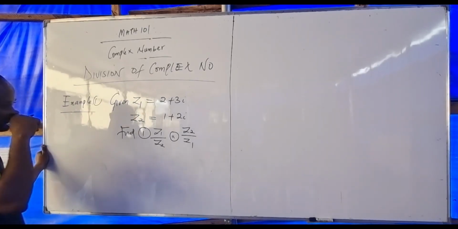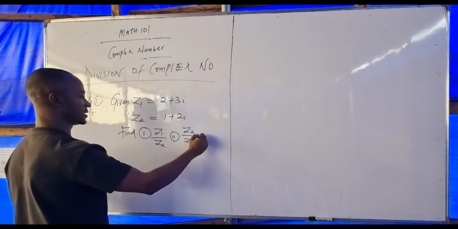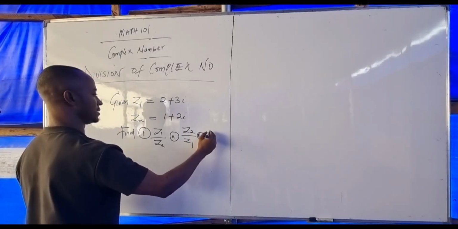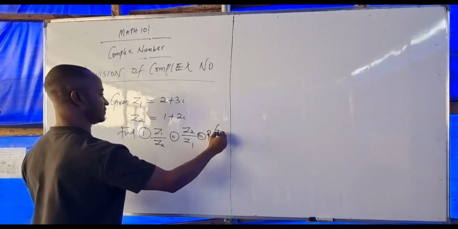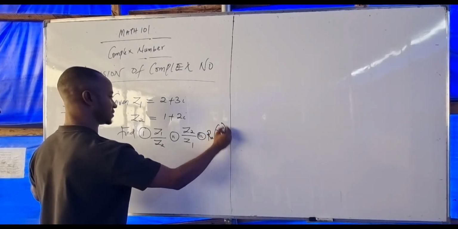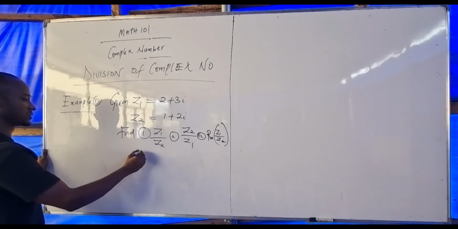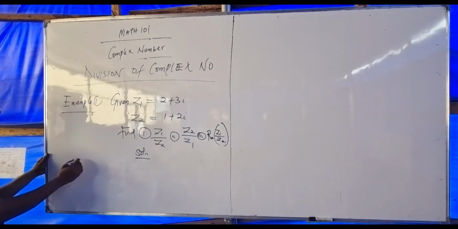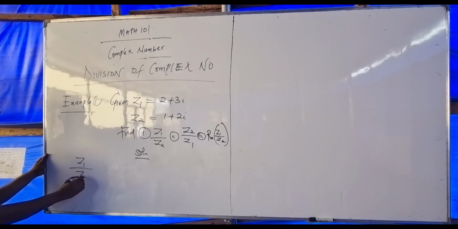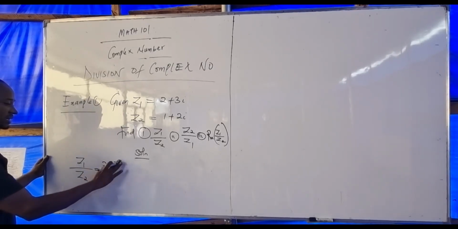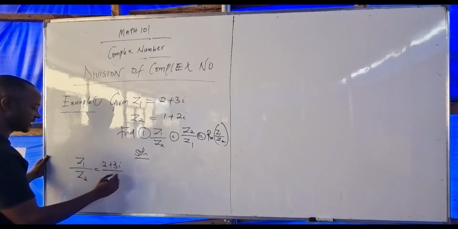Alright, let me add this. Number 3, the real part of z1 over z2. Solution to this. We first find z1 over z2. What's that z1 given? 2 plus 3i, right? Divided by what? What's that z2?